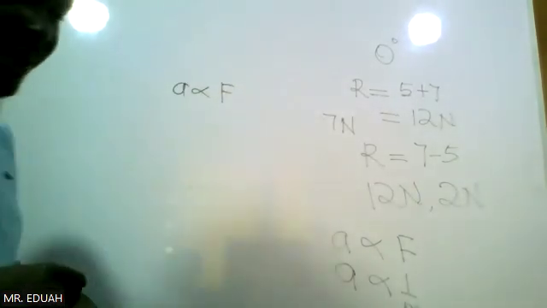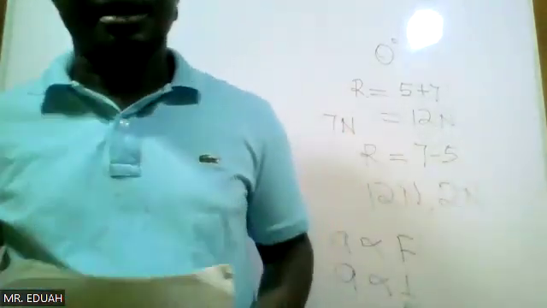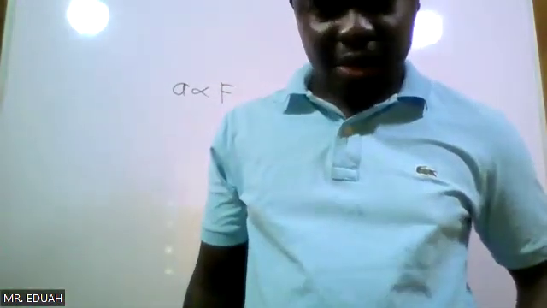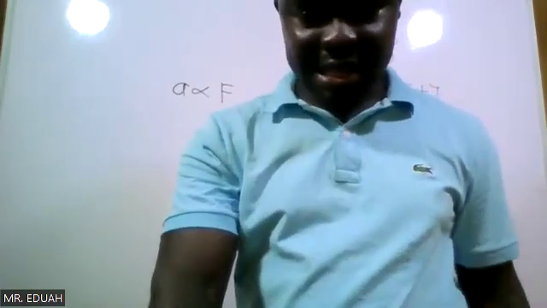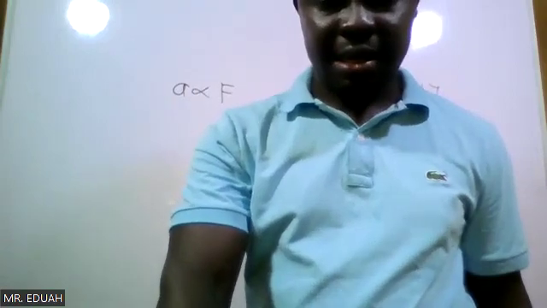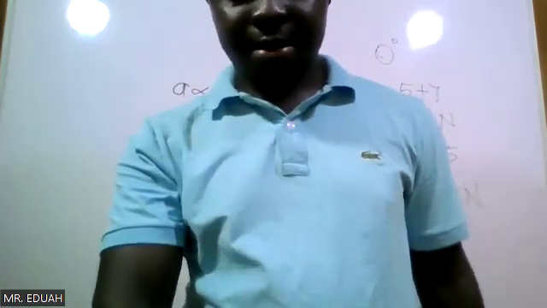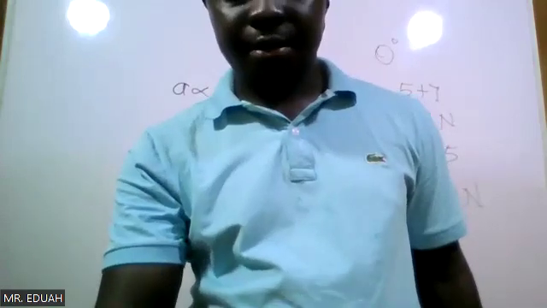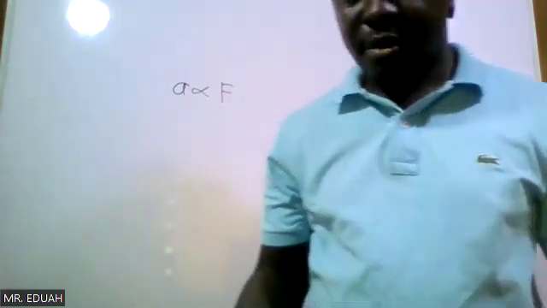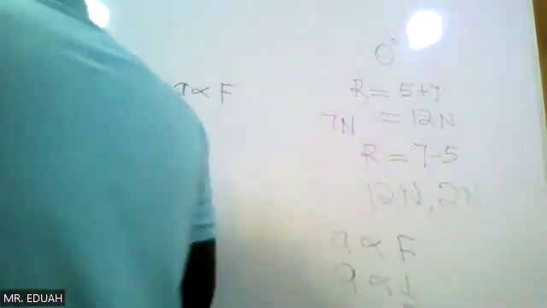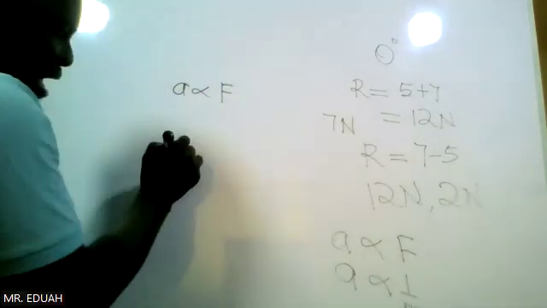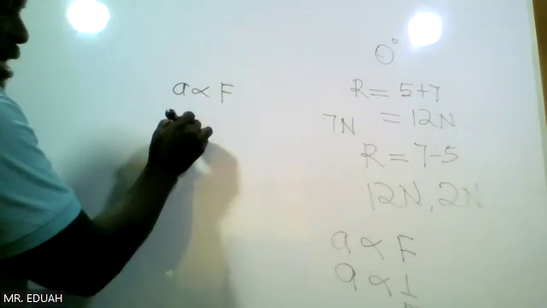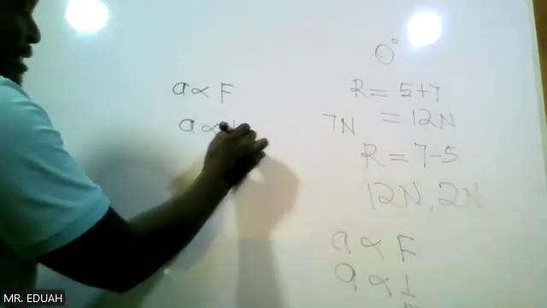Now, when two quantities are inversely proportional, what does it mean? It means that an increase in one of them is a decrease to the other. Yes. When one increases, the other one will decrease. And when one decreases, the other would also increase. So a clear relationship is acceleration and mass.